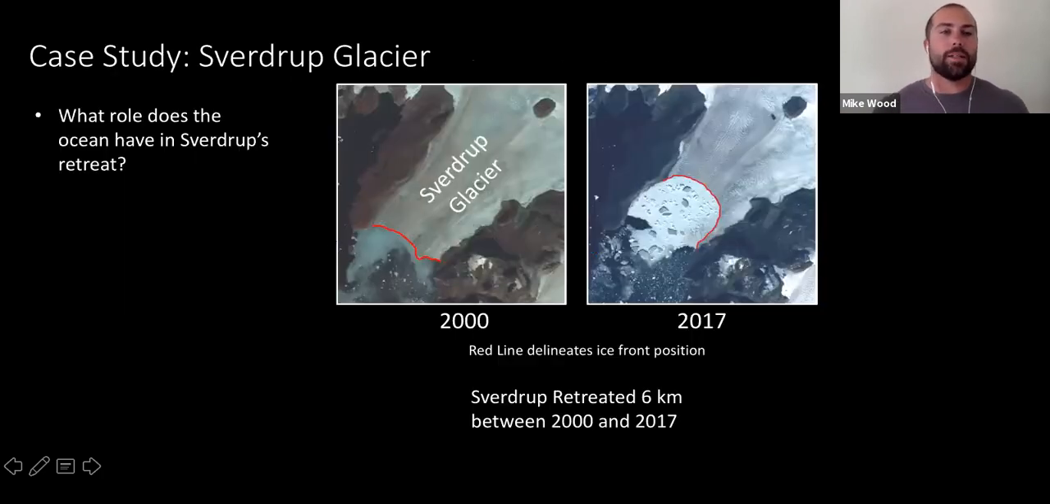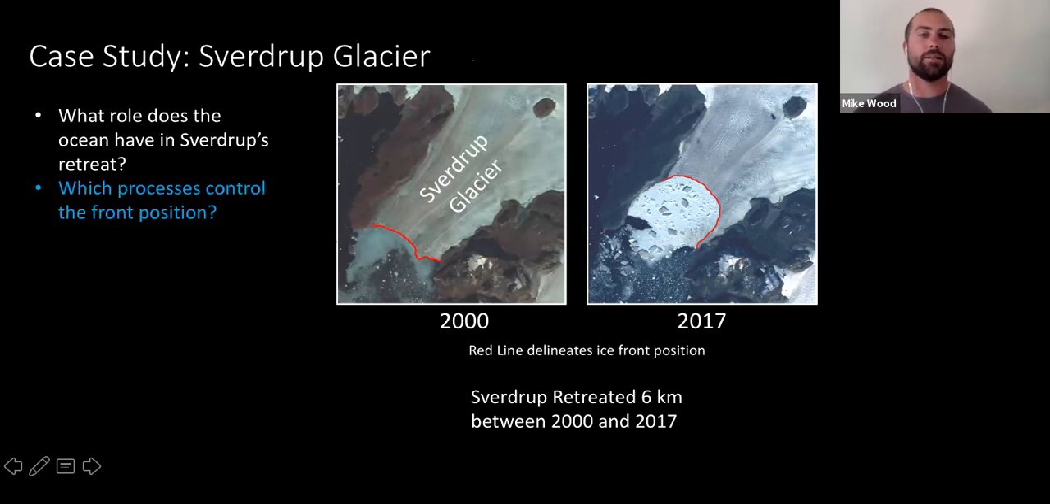So I'm going to return to Sverdrup Glacier. It's my favorite case study glacier. And so we can ask, what role does ocean warming have in this retreat that we've seen, this 6-kilometer retreat between 2000 and 2017? But it's not just the ocean temperature changes that can have an impact on where the front position is. It's a lot of different components. And so really this changes to sort of a separate question, what processes control the front position of this glacier?